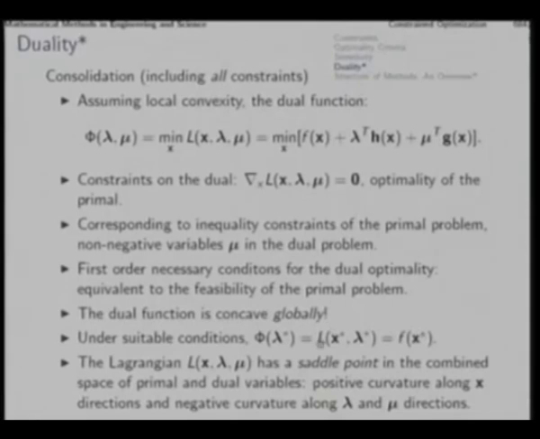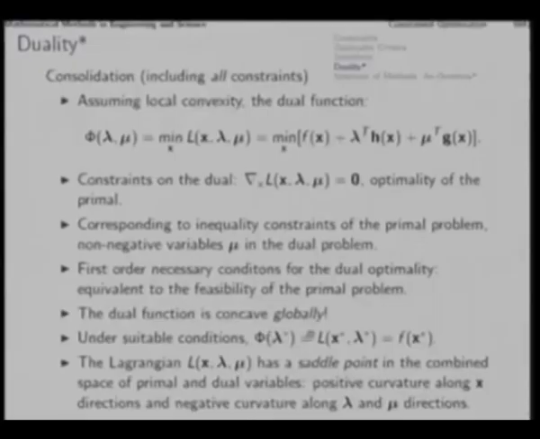Now if this condition is not satisfied, that means that the problem does not have those conditions, but even there what will be satisfied is that the maximum of the dual function is less than or equal to the Lagrangian value at x star lambda star, which is again less than or equal to the minimum value of the primal function. Okay. So in the case of convex problems, you will find that the inequalities are replaced by equalities.